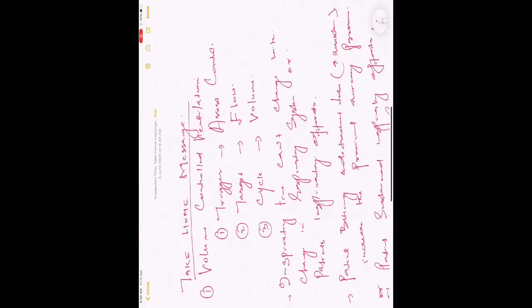Now the take-home message. In volume control ventilation, the trigger is assist control, the target is flow, and the cycle is volume. Now, inspiratory time cannot change with change in the respiratory system or the patient's inspiratory effort. So, inspiratory time is fixed. You cannot change the inspiratory time. In this, the inspiratory time is fixed indirectly by setting the tidal volume and the flow.